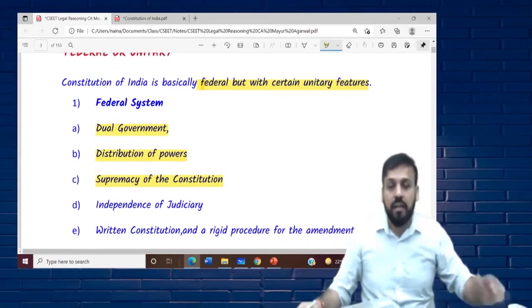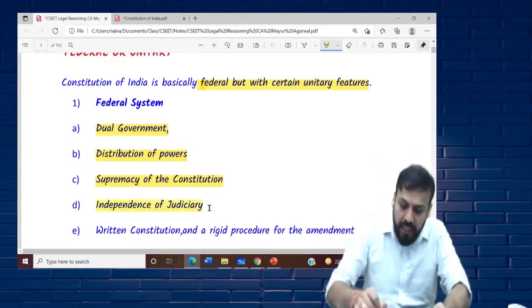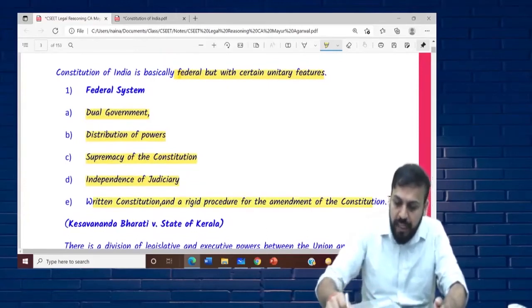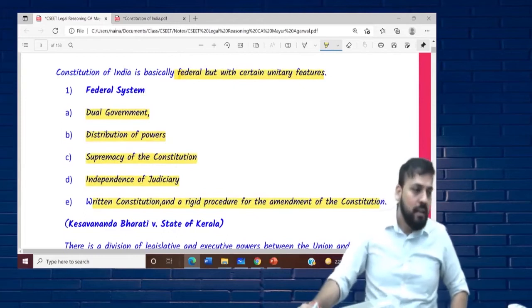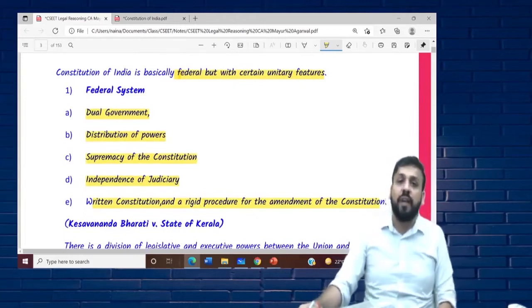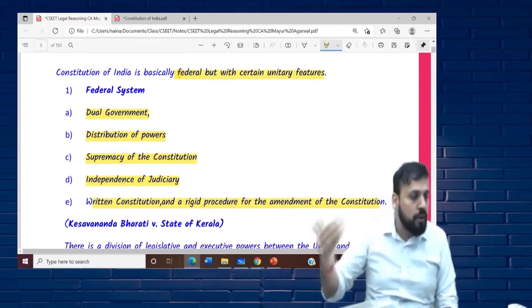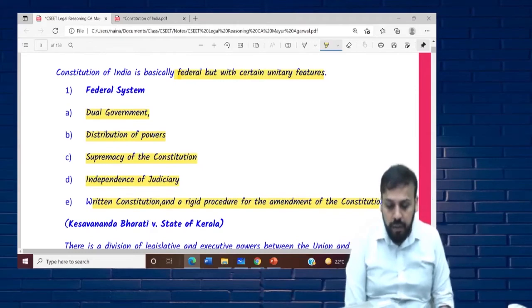List 1, list 2, list 3 divide the powers among all the things, and there is a separate independent judiciary system. This constitution is also very rigid to amend, so it is very difficult to amend. No one can amend it so easily. Therefore we are following which system? Federal system: dual government, distribution of power, supremacy of constitution, independence of judiciary, and a written constitution with a rigid process.